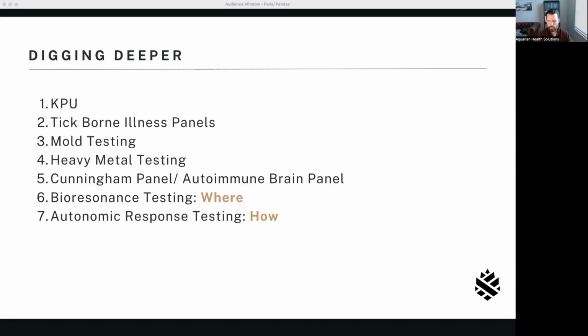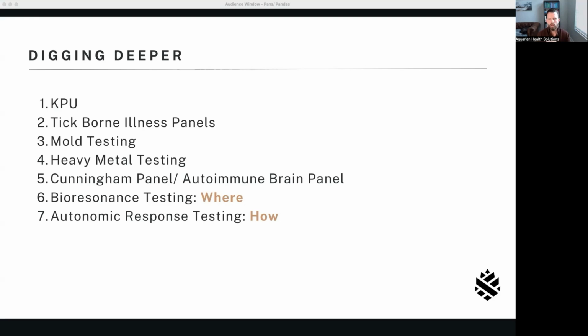So if we have an infection or we have a toxicity, is it creating an autoimmune process in the brain, and what tissues is it selecting? And that will help us figure out from a therapeutic standpoint what we need to do. And then in the office, we use our bioresonance testing to really pinpoint down exactly where things are. So where these infections are.